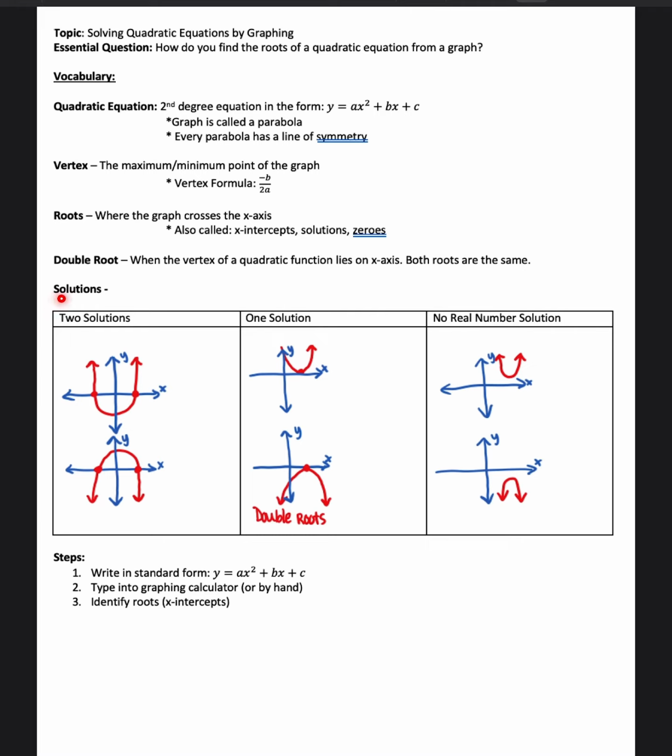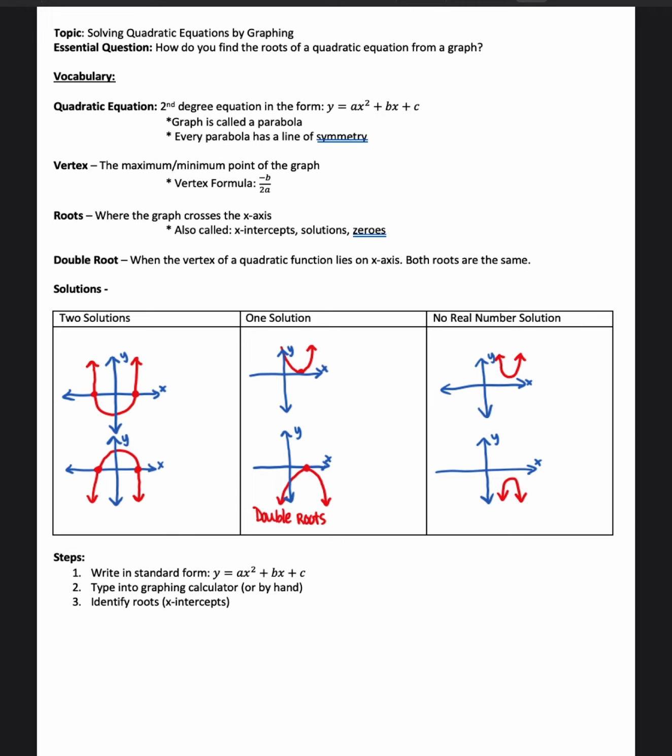So looking at the different types of solutions, we can have our U-shaped parabola cross the x-axis twice and have two solutions. It could go down and just touch the x-axis once, going down or going up. Those are our double roots that we talked about, where it touches the axis and goes back. Or we could have no real number solution, where our parabola never crosses the x-axis.